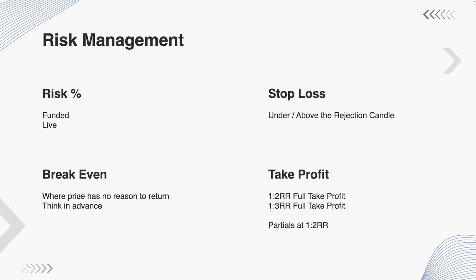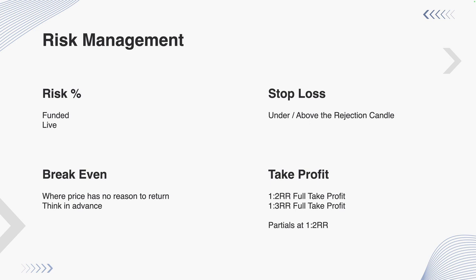Now break even right here is where price has no reason to return. Think in advance. You can go break even, and this is where the candle signs entries stand out, because you can go break even so much earlier than you can with an order flow entry, for example. So use that to your advantage as well. Take profit right here. For the take profit, I have multiple options because I have tested multiple as well. And to be honest, a 1 to 3 RR full take profit is very doable right here instead of a 1 to 2 RR full take profit. Then we also have partials at 1 to 2 RR and then to let it run.